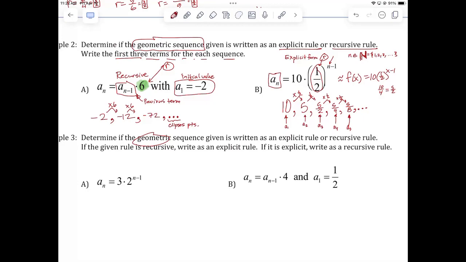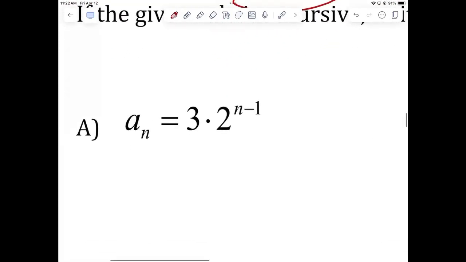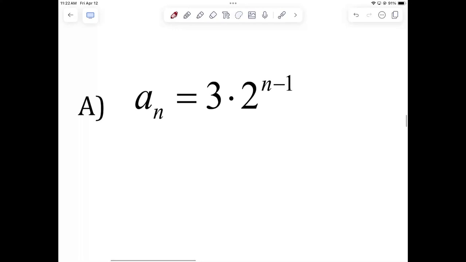Letter A, number 3A. Is this explicit or recursive? It's explicit, yeah. Because I only have one formula. It doesn't say with a starting value of whatever. So it's explicit. So, would it be helpful to list out a few terms in order to figure out what the recursive pattern is, like we just did above? Times a half, times a half, times a half? Yeah, let's go ahead and do that.